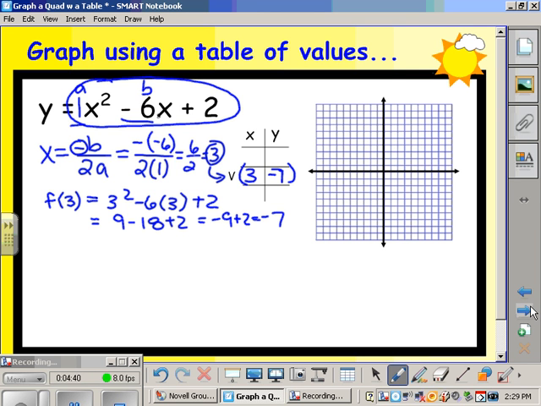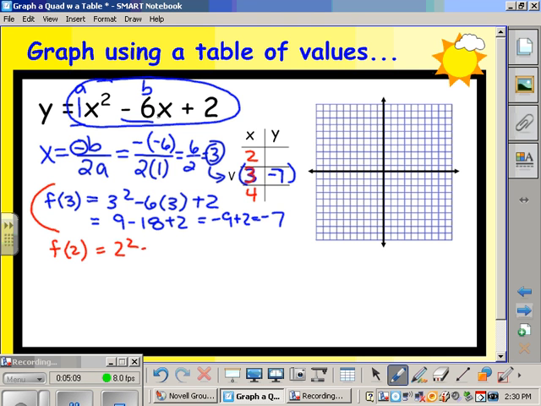Now, remember, we need to find at least one point to the left of the vertex and then at least one point to the right. So from the x value of the vertex, which is 3, we're going to pick one number less than it, so I'll pick 2, and one number greater, which is 4. And then just like we did up here, we're going to plug in the x value. So we'll start with the 2. We'll plug that into the equation and find y.